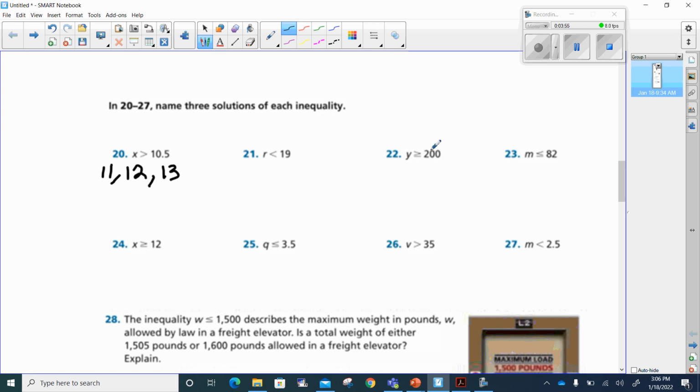22 is mine to do. y is greater than or equal to 200. That means, well, 200 will work because 200 is equal to 200. Since it could be bigger than it, 201 would also work. And so would 202.